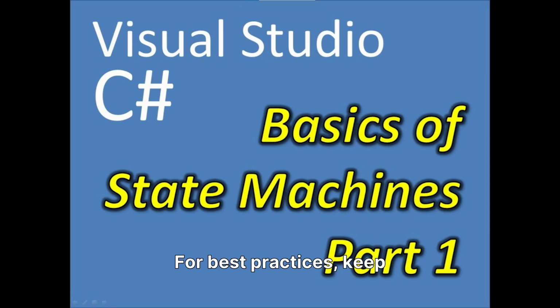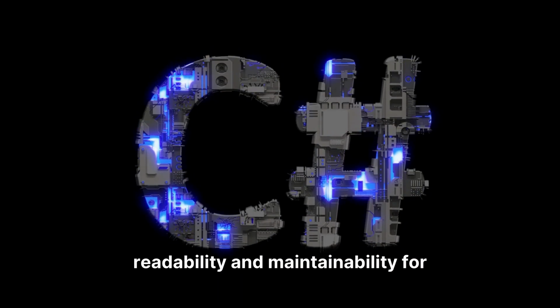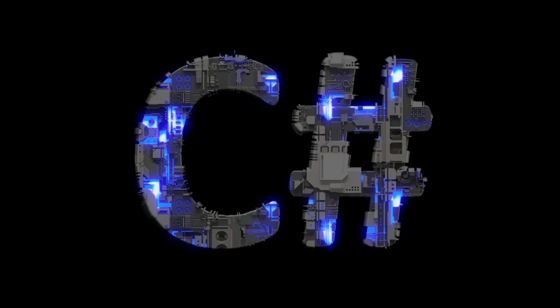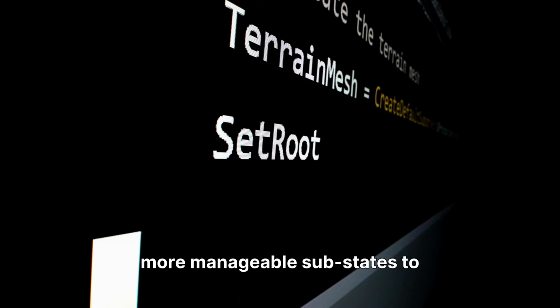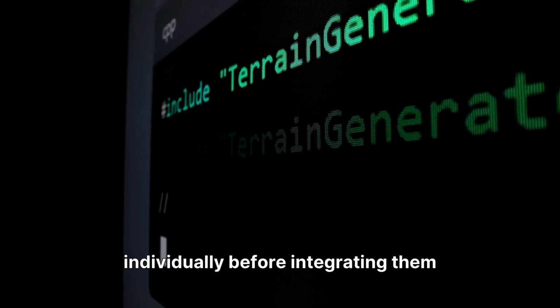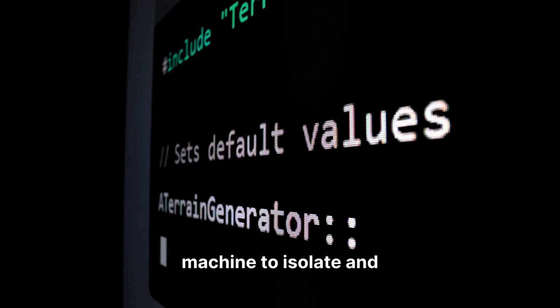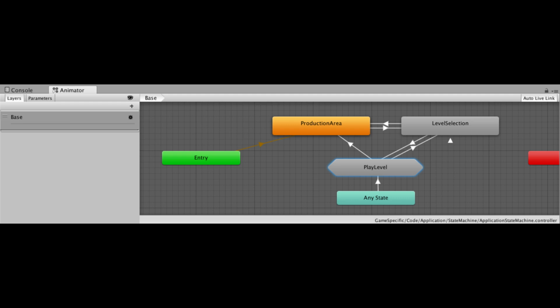For best practices, keep your states focused and specific, avoiding overly complex logic within a single state. Use clear and intuitive naming for your states and transitions to enhance readability and maintainability for yourself and your team. If a state becomes too complex, consider breaking it down into smaller, more manageable substates to maintain clarity and organization. Always test each state individually before integrating them into the larger state machine to isolate and resolve issues efficiently. For advanced animation control, explore Unity's state machine behaviors, which allow you to execute code directly within animator states.